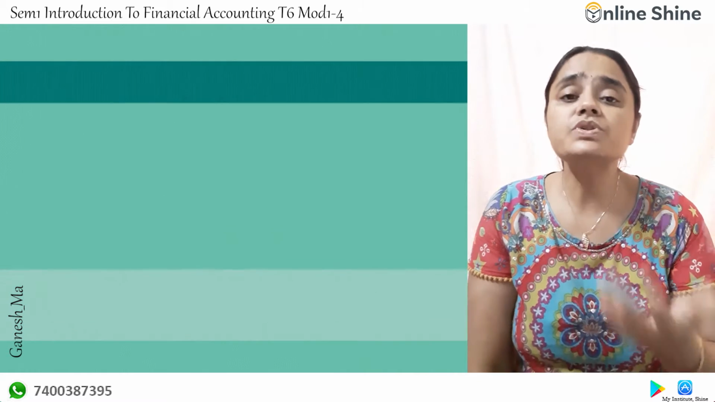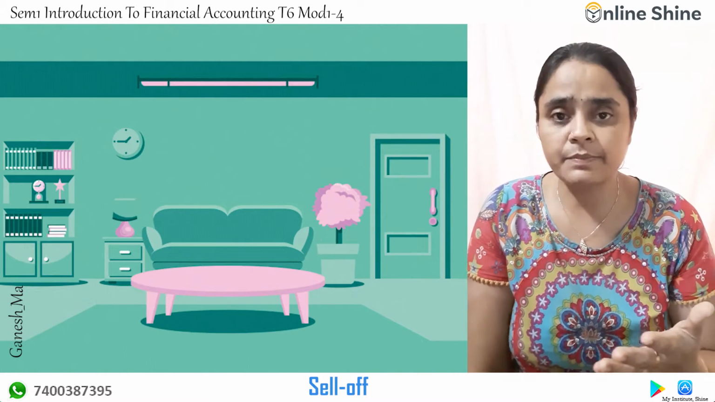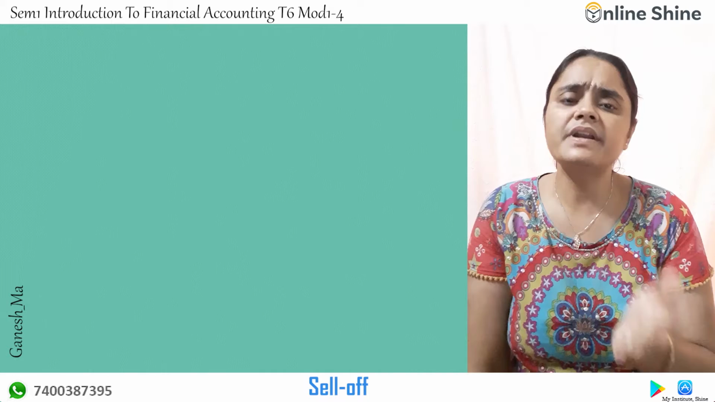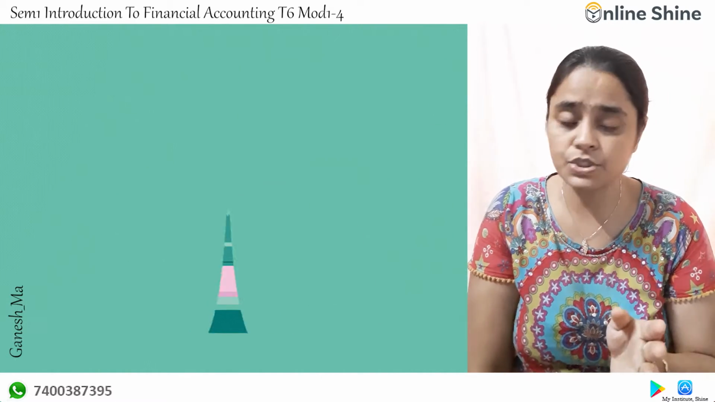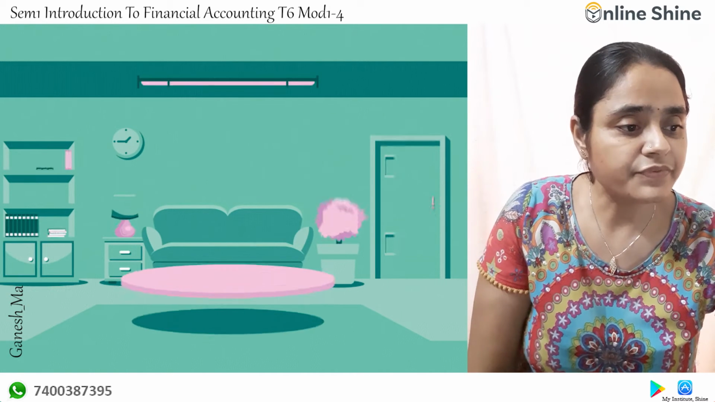And when you dispose of your asset, when you sell off your depreciable asset, whatever the surplus or deficiency on that asset should also be disclosed in your P&L account. Understood? So these are the features.